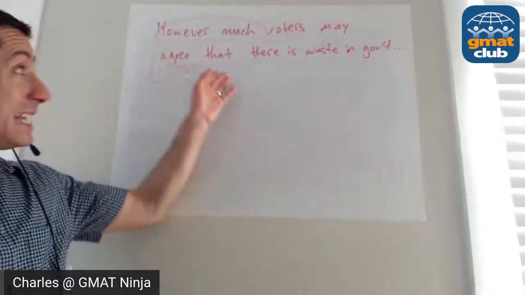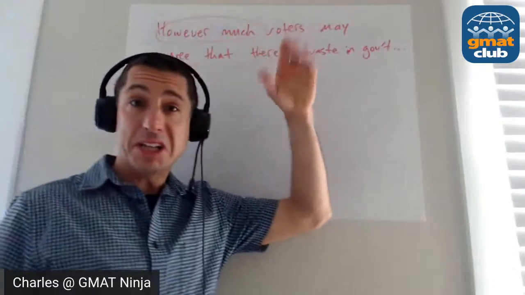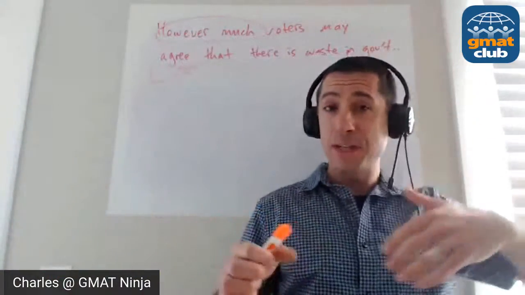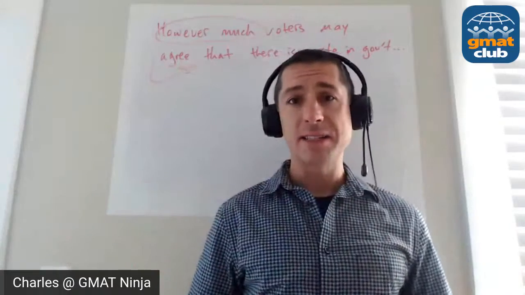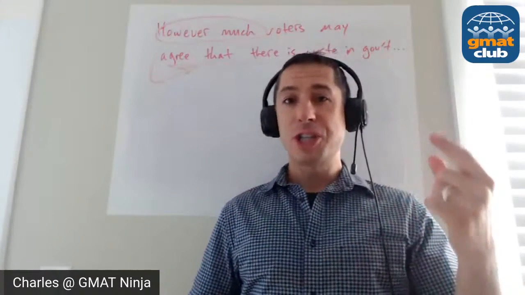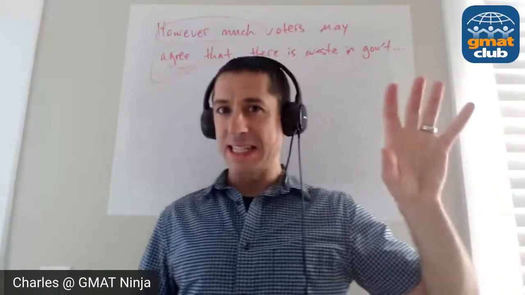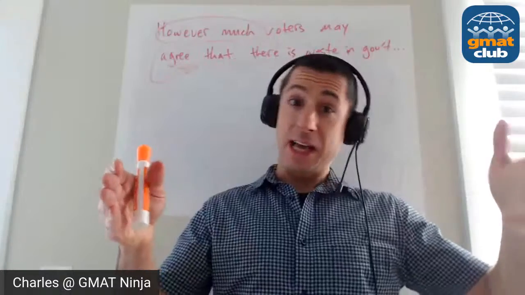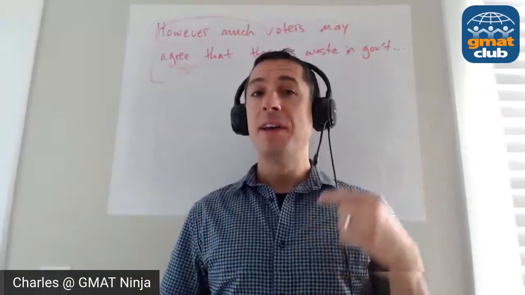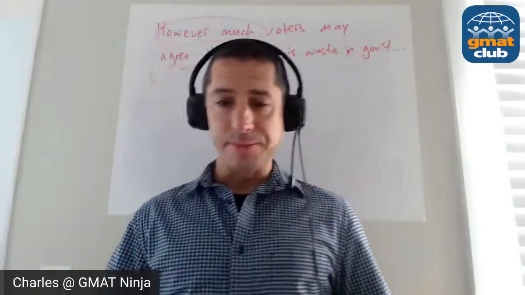So in this case, totally fine. Can we say there's much agreement? Absolutely. However much the voters may agree, it's modifying that verb phrase. No issues here at all. So I want you guys tuned into that as you do some of these questions. There's a whole bunch of these kind of scattered around where you could make the mistake of saying, oh, less is right next to a countable noun or much is right next to a countable noun, but think a little bit about what's its function.